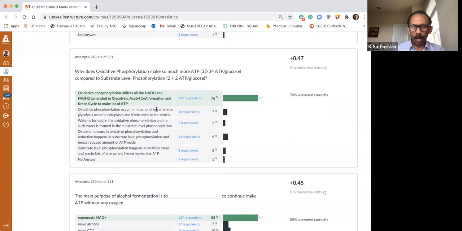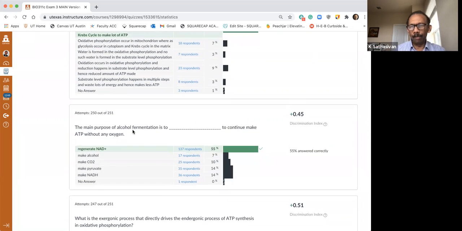And conceptual understanding. The main purpose of alcohol fermentation is to regenerate NAD plus. That's the reason to keep it going. If you don't have NAD plus, everything will come to a grinding halt. So you need to understand the purpose of that. You need to close that cycle. Pyruvate is an intermediate. Alcohol is a byproduct. CO2 is a byproduct. NADH needs to be converted to NAD plus.